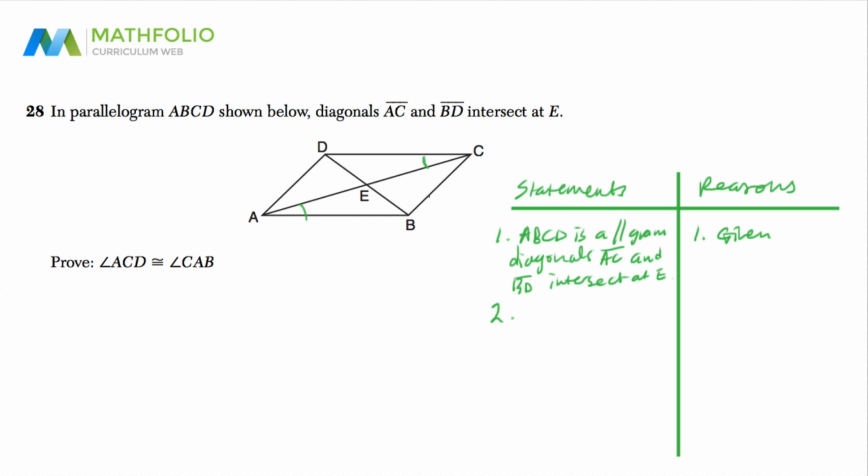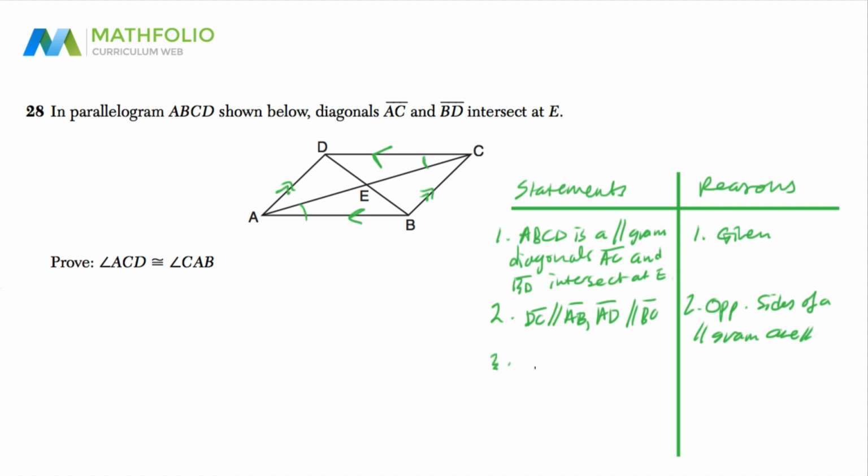Okay, next thing that we know, because we're told that this is a parallelogram, we know that DC is parallel to AB. That's one fact of a parallelogram. And we also know that this one here and this one here, we know that those sides are parallel as well. So segment AD is parallel to segment BC. And the reason for that is opposite sides of a parallelogram are parallel. So that was number 3.